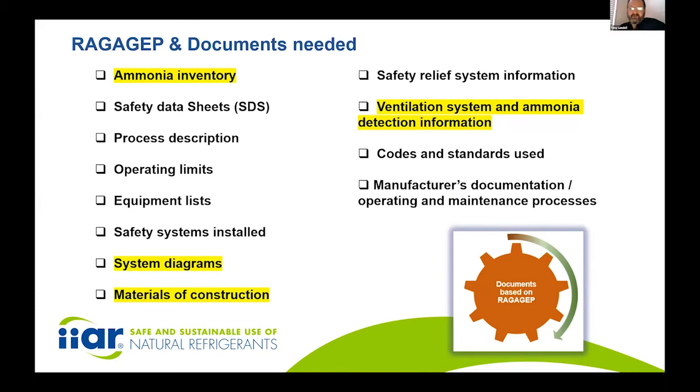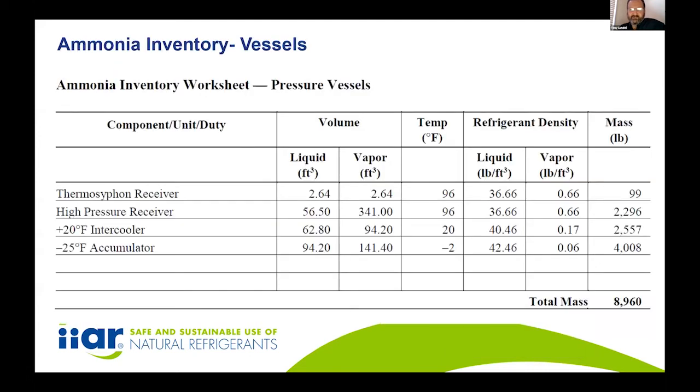Do you see the documents that are shared for the RAGAGEP document? There's a few highlighted here. I'm going to go through a couple of these very quickly. Here's an ammonia inventory worksheet for pressure vessels. As you can see, there's 4 pressure vessels listed out due to the volume, temp, and refrigerant density. Then you come up with a total. And then this can be transferred to this sheet.